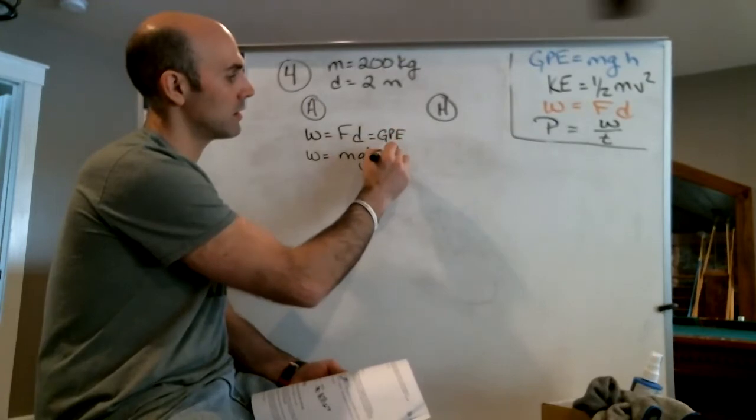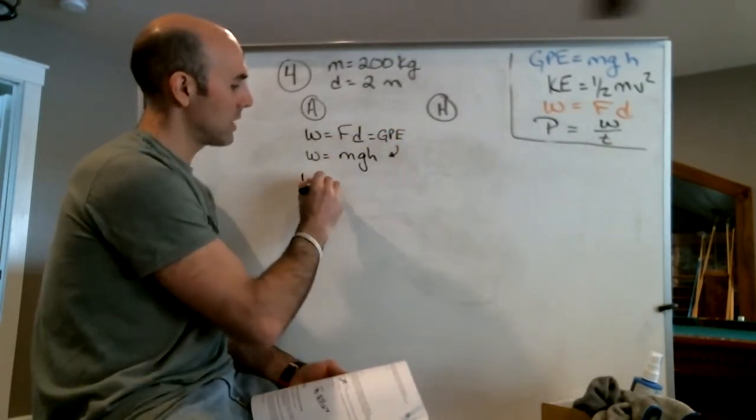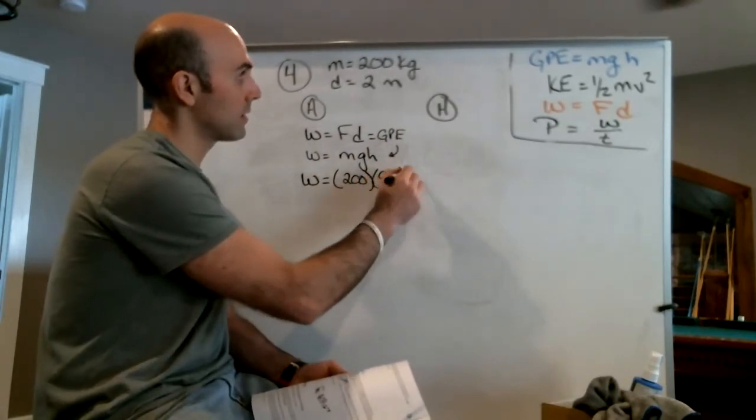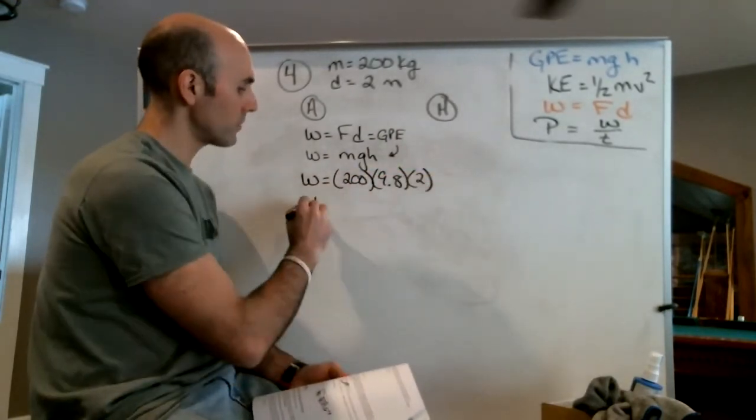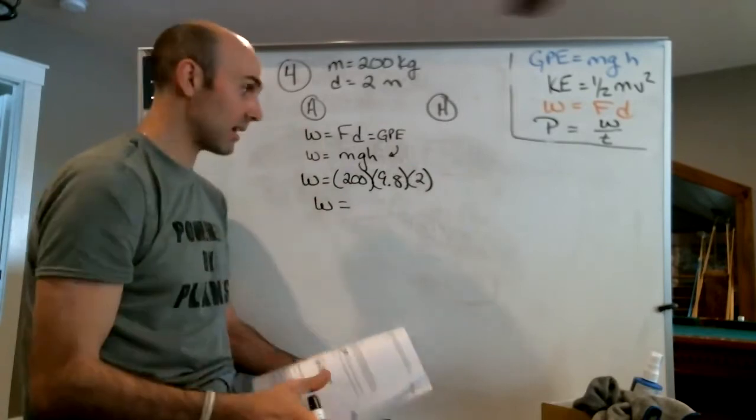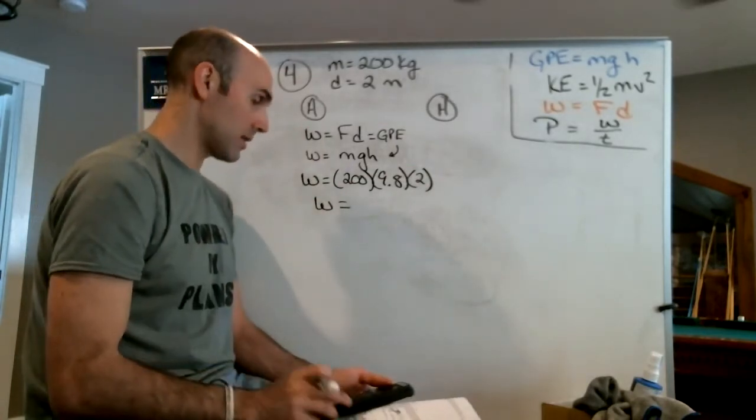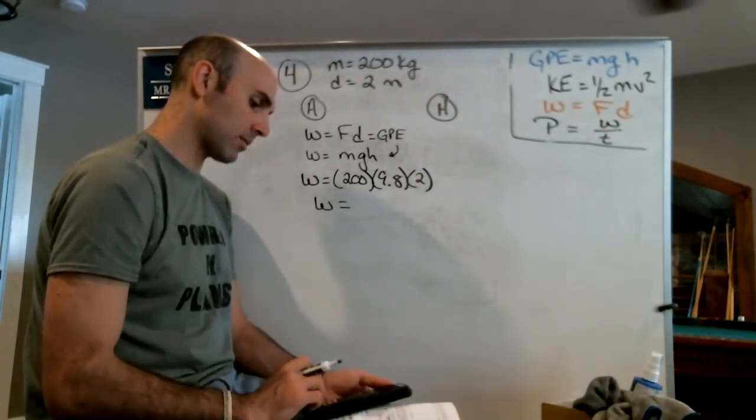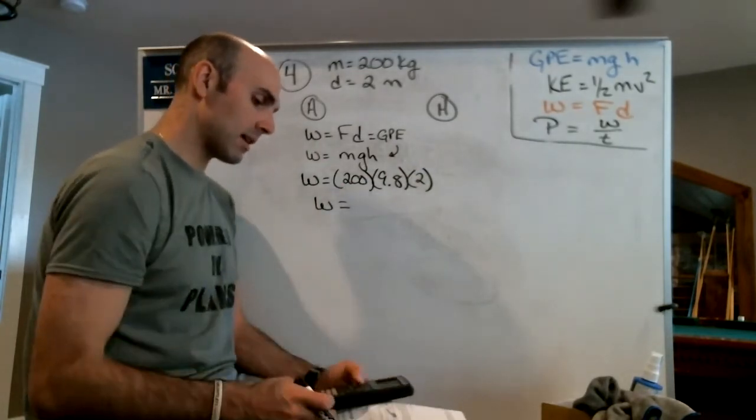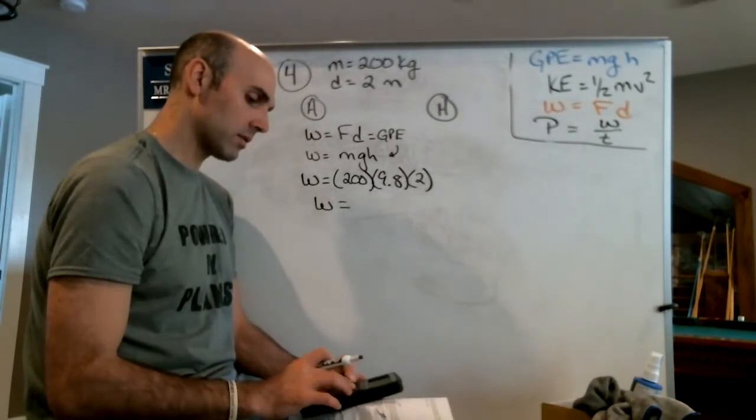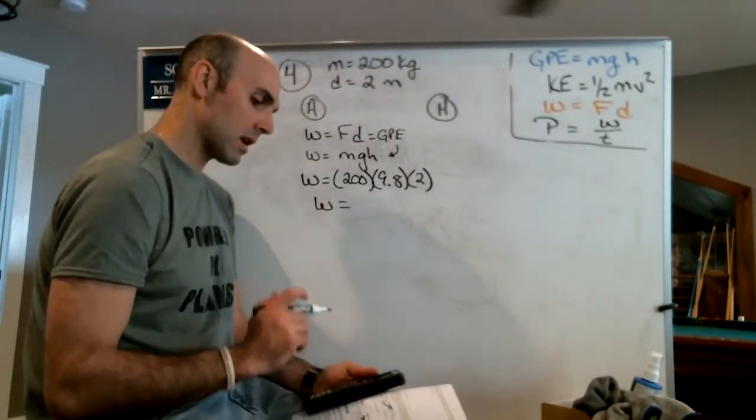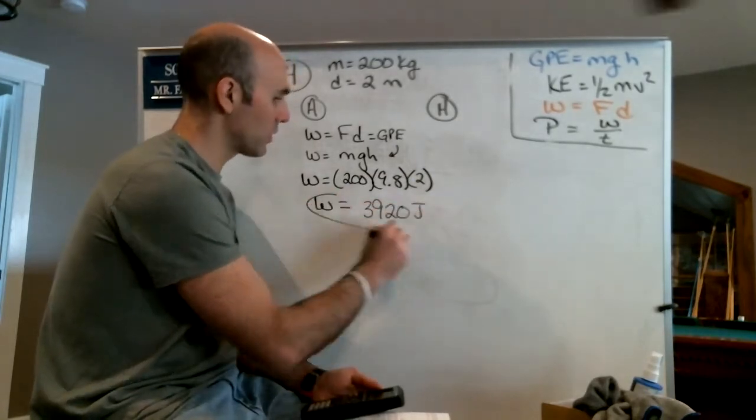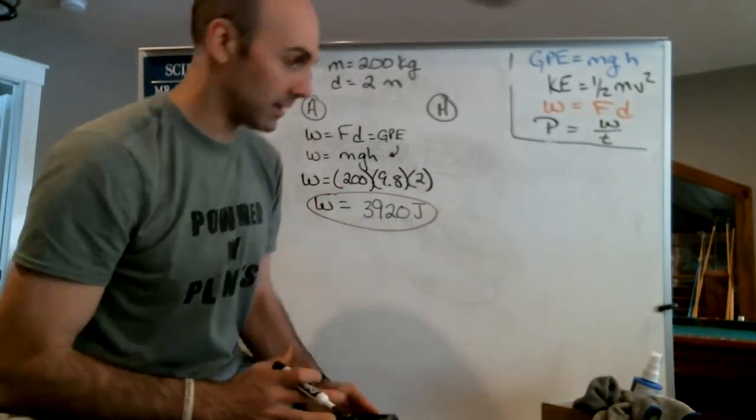GPE. So work is equal to 200 times 9.8 times 2. The work that Atlas did, let's see, 200 times 9.8 times 2, he did 3,920 joules of work. That's the work that Atlas did.